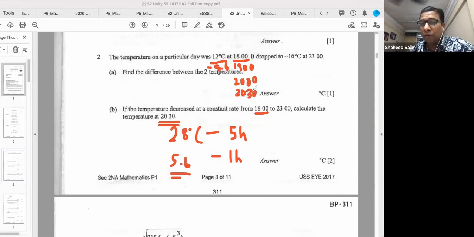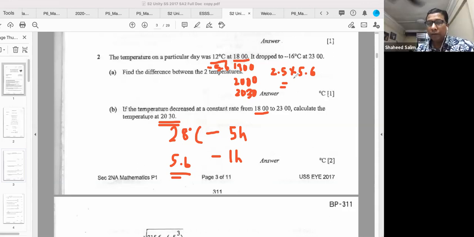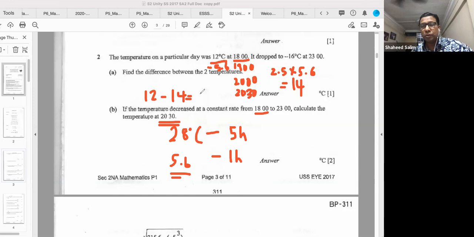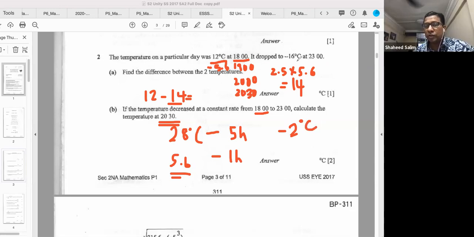Do you agree? So you take 2.5 hours, times 5.6 to find out the total drop in temperature. So what do you get? 14. Okay, so now you minus. 12 degrees minus 14 degrees. What do you get? Minus 2. So minus 2 degrees. Can you see now? Minus 2 is like midway between 12 and 16.